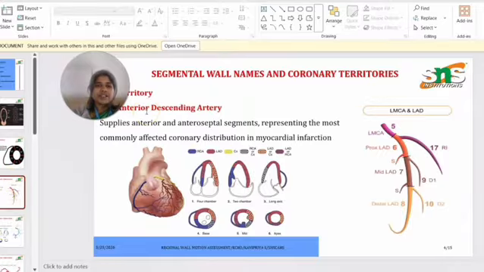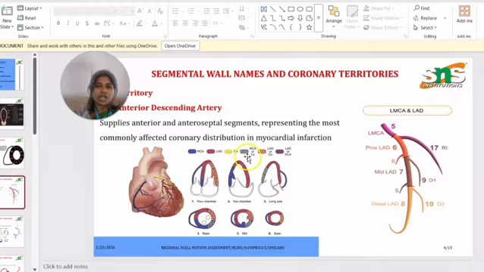LAD territory: the left anterior descending artery supplies the anterior and anteroseptal segments, which represent the most commonly affected coronary artery distribution in myocardial infarctions. LAD and LMC are here. The red color is mentioned as LAD territory, the blue color as RCA territory, and the yellow color as LCX. Here the lateral segments are in yellow, that is the circumflex artery.